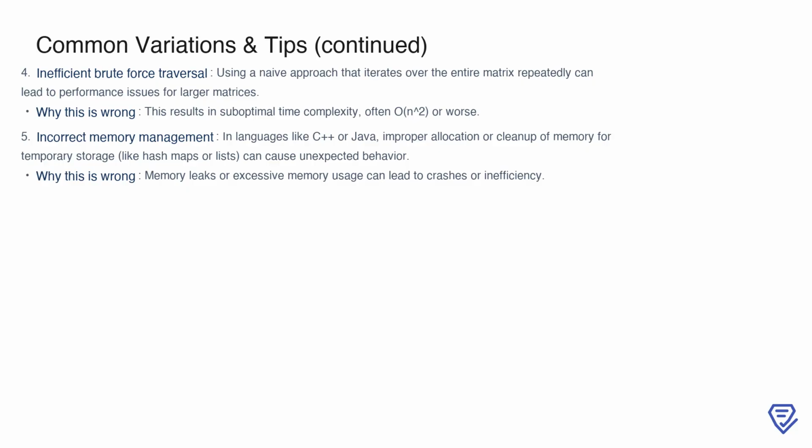Additionally, incorrect memory management is a concern, especially in languages like C++ or Java. When using temporary storage structures like hash maps or lists, improper allocation or cleanup can lead to memory leaks or excessive memory usage. These issues not only hurt the efficiency of your solution but may also cause unexpected crashes. It's important to manage memory responsibly to ensure your program runs smoothly.